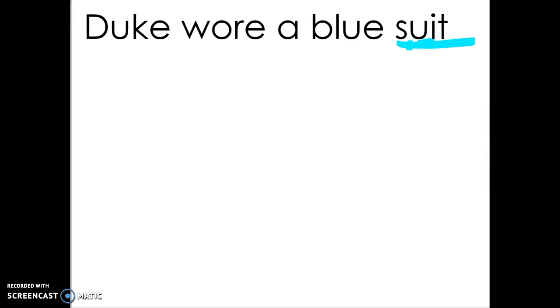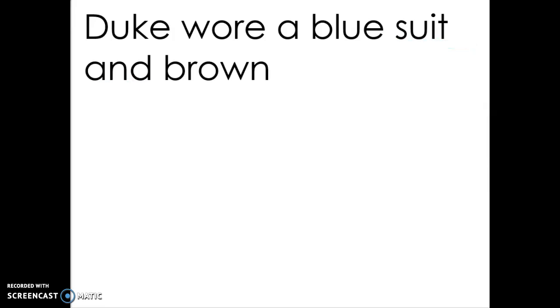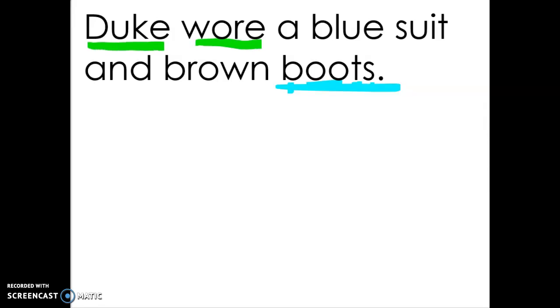Say, the word is suit. Sight word is and. Think. Say, brown. Think. Say, the word is boots. Let's read the sentence together. Ready? Read. Duke wore a blue suit and brown boots.